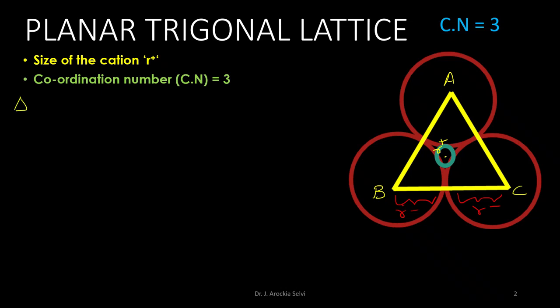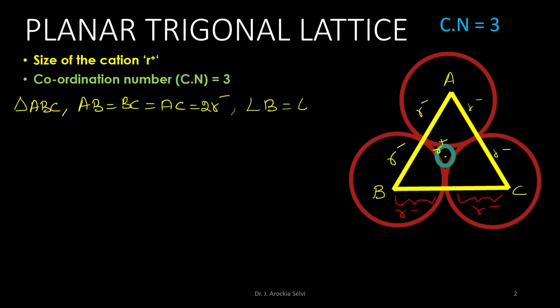In the triangle ABC, all the sides are equal. So AB is equal to BC is equal to AC, which is 2R minus, the summation of the radii of the two anions, R minus and R minus. Then angle B will be 60 degrees. All the angles are 60 degrees in an equilateral triangle.